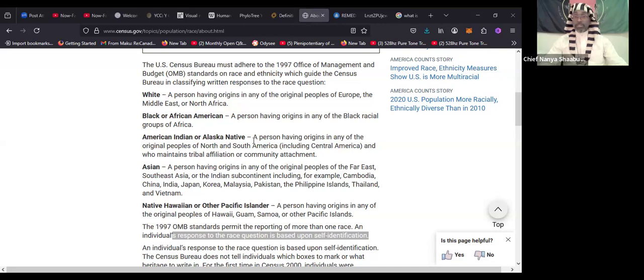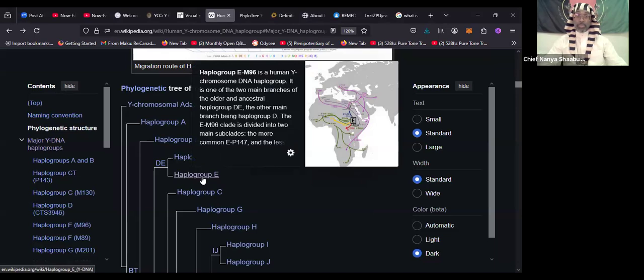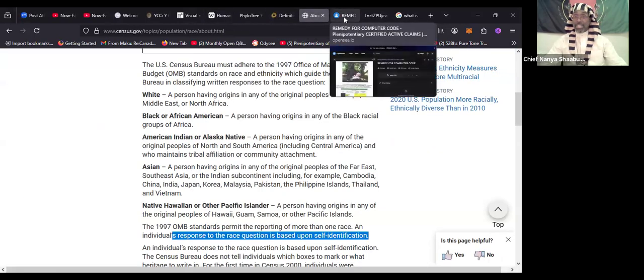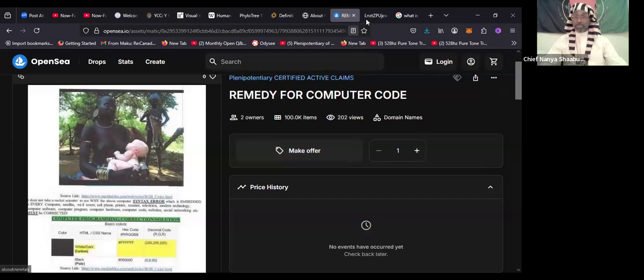the Center for Disease Control, all colleges and universities, not only in the United States, but the world over. So Black cannot be associated with haplogroup E, nor E1B1A or E1B1B. So they have to correct this. And why is that? This is the remedy to solve the computer problem.